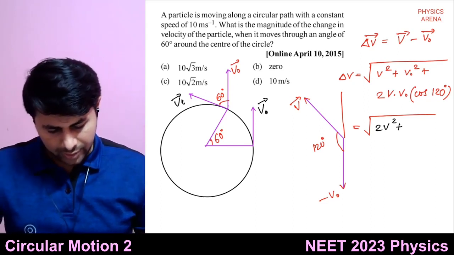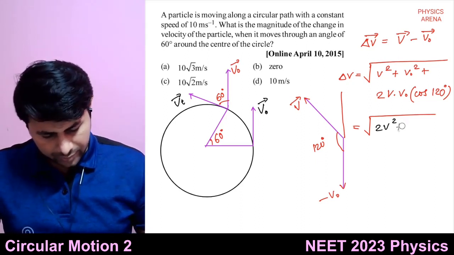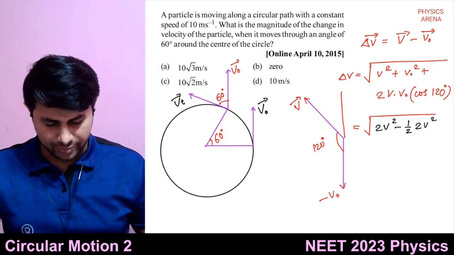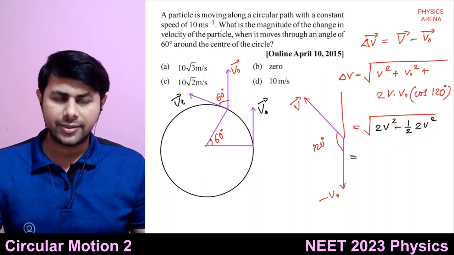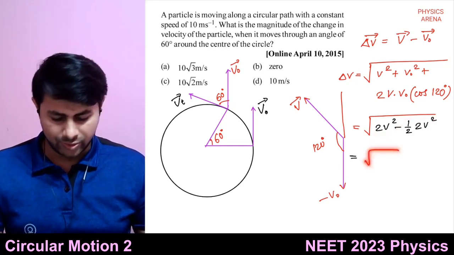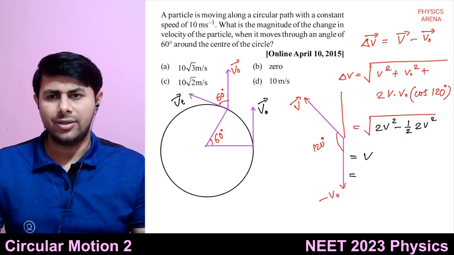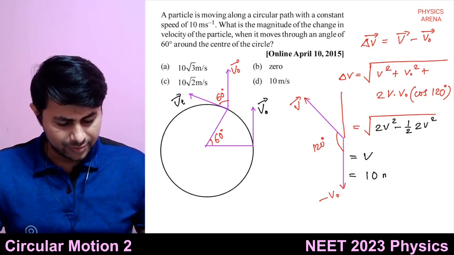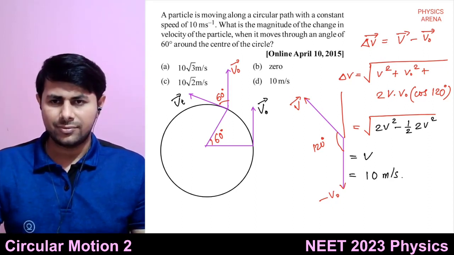So it's minus 1 by 2 multiplied by 2V square. So this is just the square root of V square, because 2V square minus V square is V square, and you have the square root of that. So it's equal to V, right? The magnitude of speed. How much is that? It is 10 meters per second.